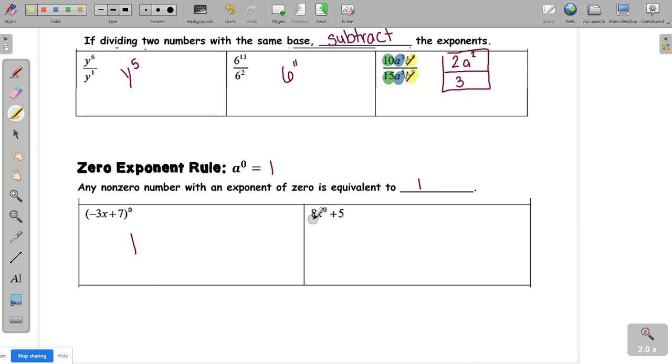Now we have 8x to the 0 plus 5. Our x to the 0 is equal to 1. But we still have everything else. So now we just have to simplify. 8 times 1 is 8. 8 plus 5 gives us 13.